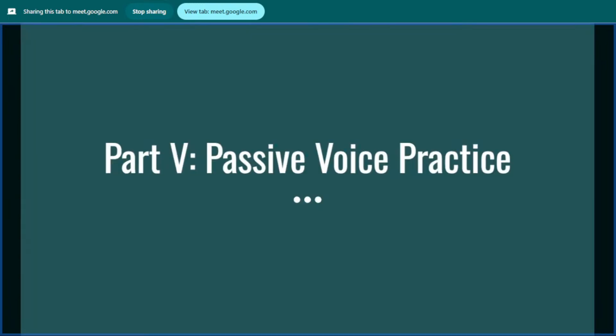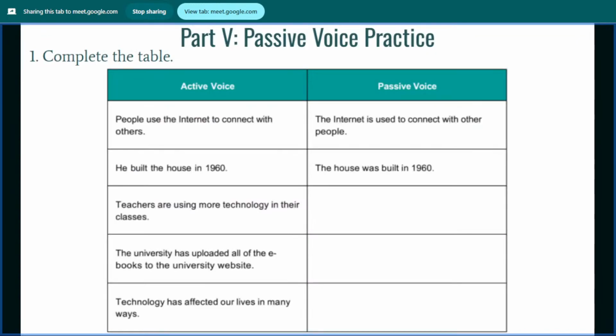Past participle, V3 form of the verb. I hope you remember that. Now here you have some sentences which are given on the screen. Okay, they are given in active voice. You have to change them to passive voice by following the rules that we just discussed. Do it quickly.